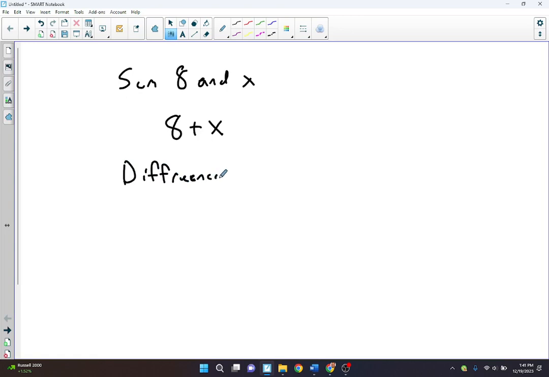between x and 7. The difference between x and 7 is 20. Make sure you know that's going to be x minus 7 equals 20.